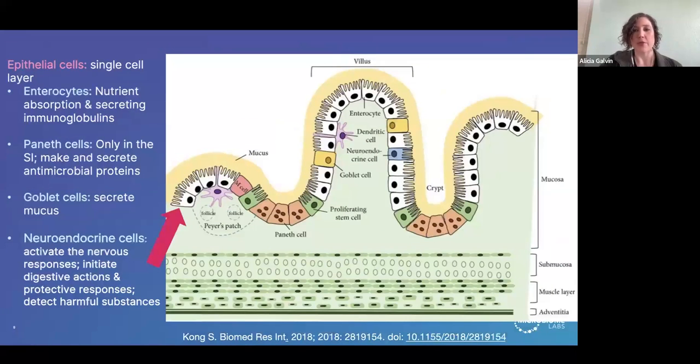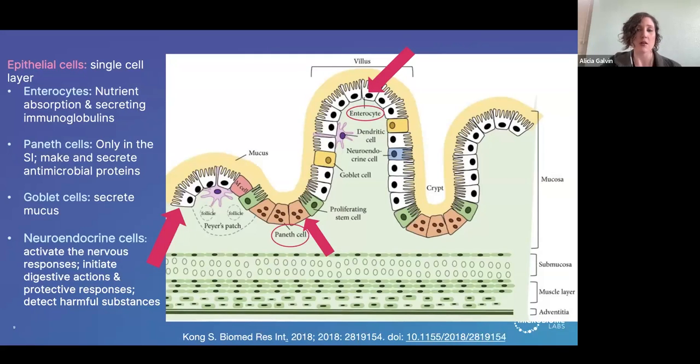So going to this epithelial layer that's part of the mucosa. That's that single cell layer that we talk a lot about when we're talking about leaky gut or intestinal barrier permeability. It is made up of enterocytes. Enterocytes are just your intestinal cells. And there are several different individual types of cells that make up this epithelium. We have the enterocytes, and then we have the Paneth cells, which are only in the small intestine. So you won't find these in the colon, but they are making and secreting antimicrobial proteins.